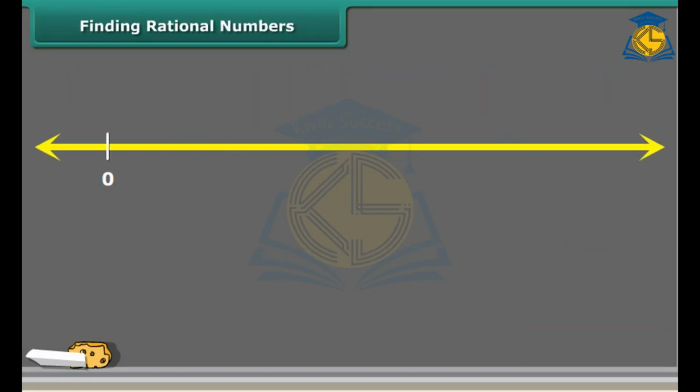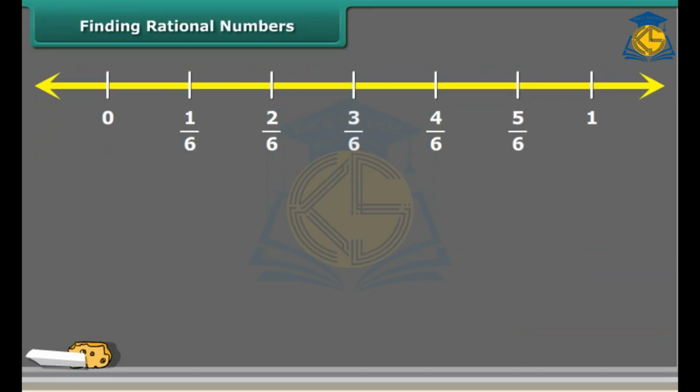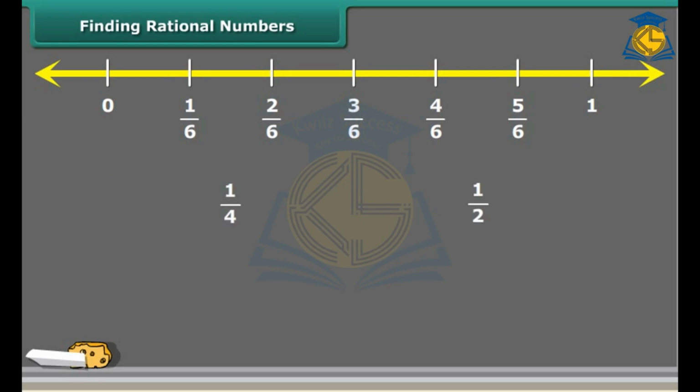Did you know that there are infinitely many rational numbers between any two rational numbers? Now we will learn about it. Let us find a rational number between these two rational numbers using a mean method. So we can say 3 by 8 lies between 1 by 4 and 1 by 2.